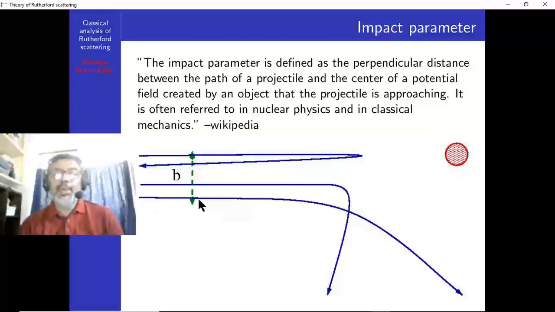When the impact parameter is large, the scattering angle is small. When the impact parameter is small, the scattering angle is large. So Wikipedia says the impact parameter is defined as the perpendicular distance between the path of the projectile and the center of a potential field created by an object that the projectile is approaching. It is often referred to in nuclear physics and in classical mechanics.